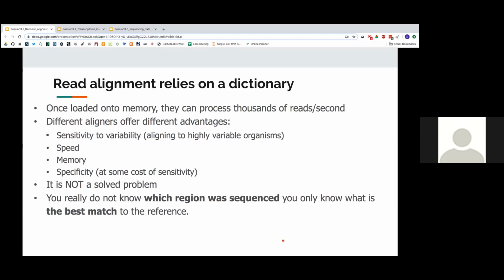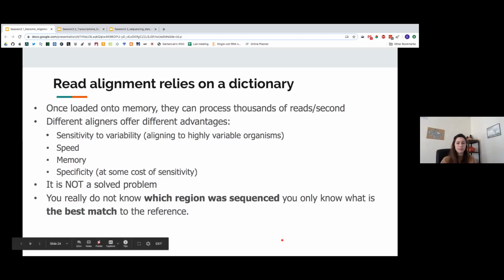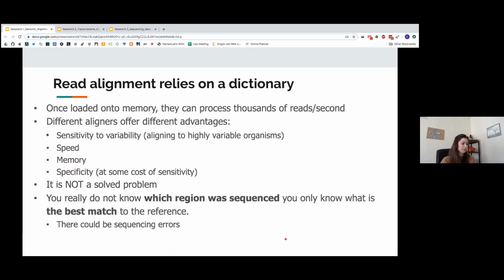And in the end, I want you to keep in mind that you really don't know which region was actually sequenced. All you know in the end of this process is what is the best match of your read to the reference. So that is the best guess you can make, and it's good for most applications, but it's not a guarantee that you'll know which place in the genome your read actually came from with absolute certainty.